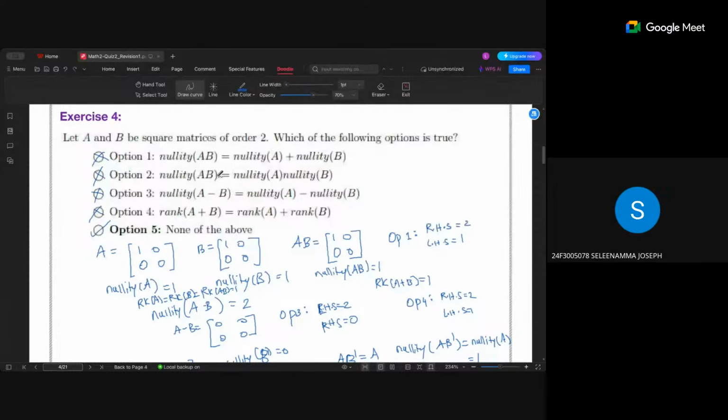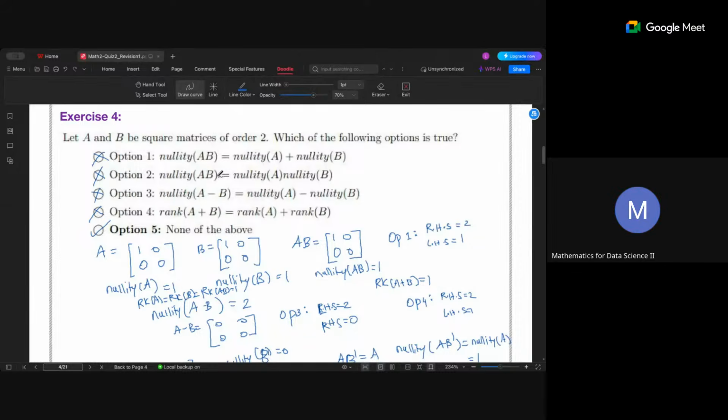I am arguing that A and B are matrices, and then we get AB as a 2 by 2 matrix. Right? The highest nullity is 2 or the lowest is 0. Then assume nullity of A is 1, nullity of B again can be 1. Then 2 cannot be equal to 1 into 1.